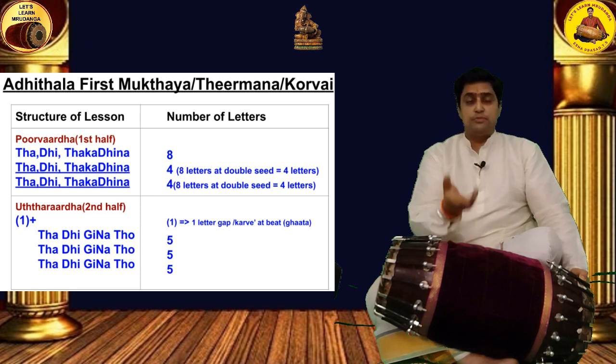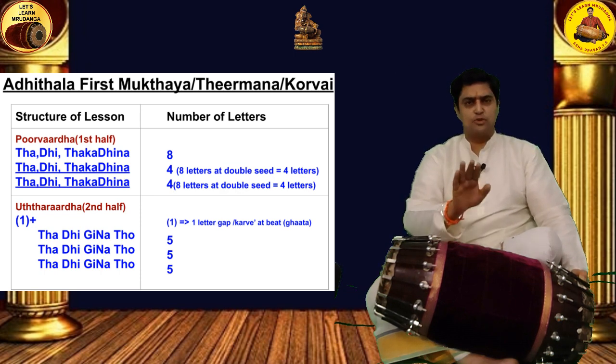Fine. Is there any way to improvise this? This is the simplest Mukthaya, the first Mukthaya, I said. But to improvise this, what you could do is, you can increase the Uttarardha to one more Avartana. This is just one Avartana Mukthaya, one cycle Mukthaya, right? Or Theermaana, or Korvai. Any words, you might hear from different Guru Parampara, you will hear different words. So don't get confused. It's all the same. Theermaana, Mukthaya, or Korvai, right?